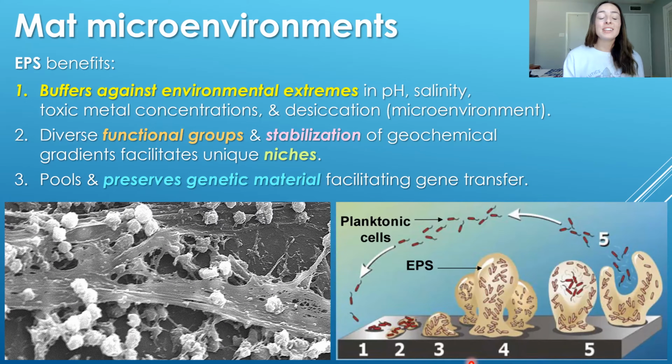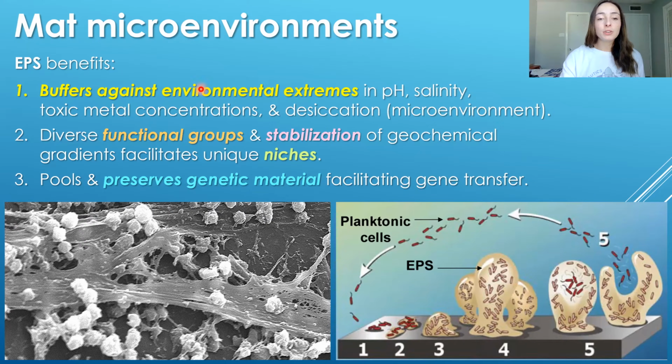And as promised, let's discuss a little bit about the benefits of EPS, or extracellular polymeric substances. These substances have three major benefits for the entire community or matrix of communities. And the first one is that it buffers against environmental extremes. This is why the title of this slide is Mat Microenvironments. This is so cool, and I hope to eventually have a whole video about microenvironments.